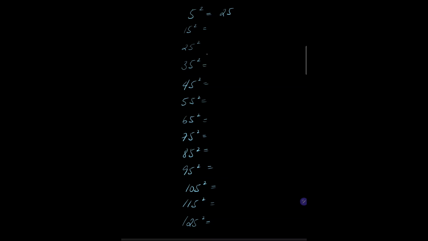Okay, so we start off with 5 squared, that's 25. 15 squared will end with 25. 25 squared will end with 25. And these ones will all end with 25. So let's write these down quickly. There you go. And let's go back to the first one here. So 5 squared is 25.